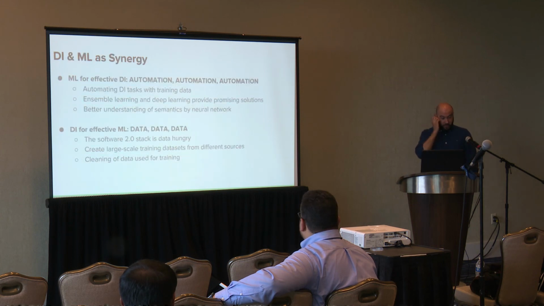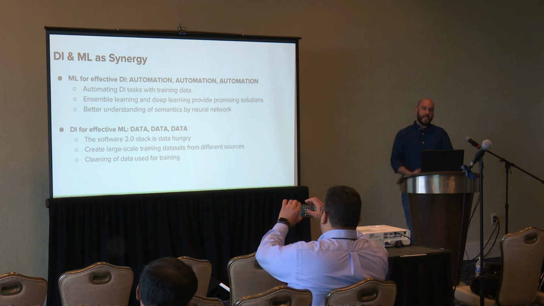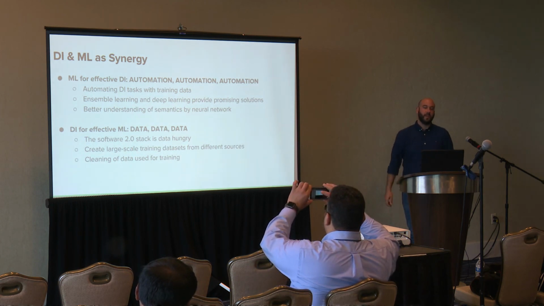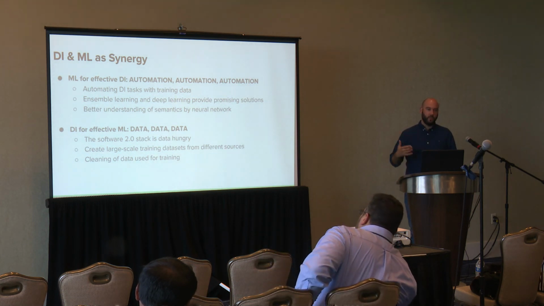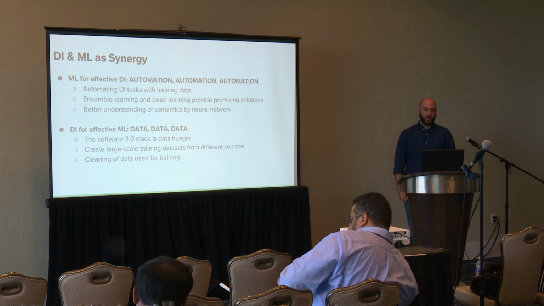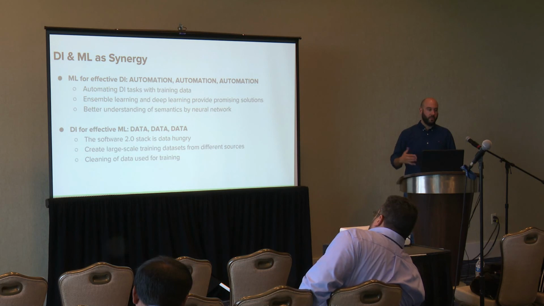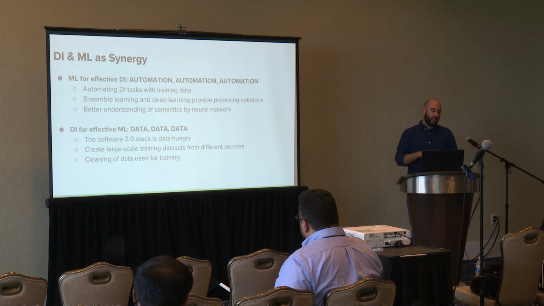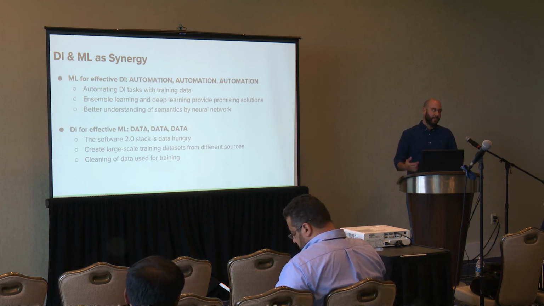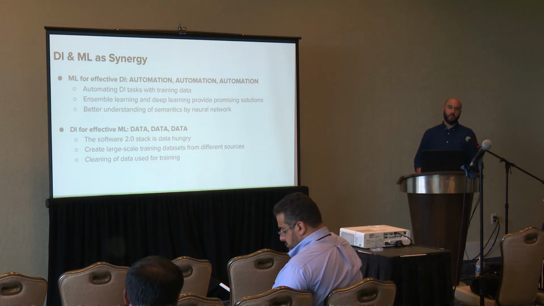Okay, just to summarize and conclude, this is the last slide, I promise. Basically, data integration needs machine learning if we really want to automate many of these tasks. If we want to streamline data integration, we should use machine learning. In many cases, we actually have production-ready solutions. There's lots and lots more research that needs to be done for certain tasks of data integration. And for machine learning, all we need is data. The software 2.0 stack is data hungry, and we need effective solutions to feed it.